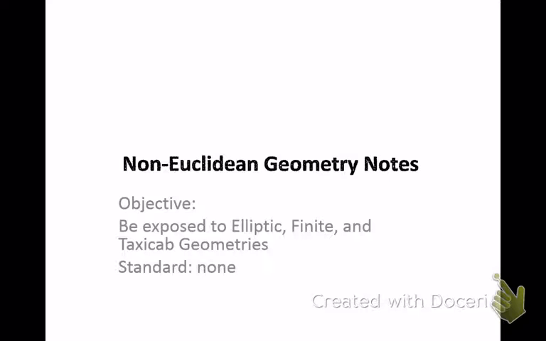So we're going to do some elliptic, finite, and taxicab geometries. These geometries will have a different set of rules than the Euclidean. So it's kind of challenging because you have to think in a different way. But I keep things pretty simple in this chapter.